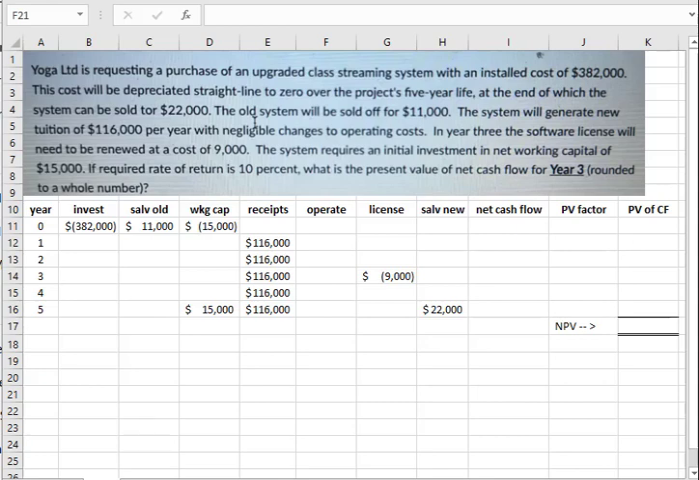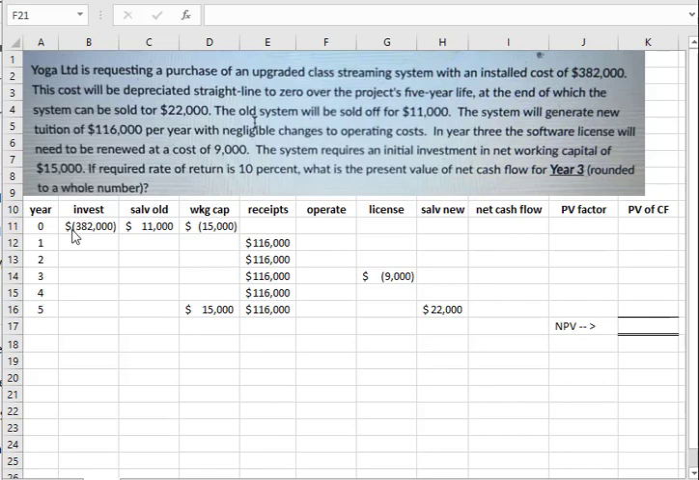Hello everybody. I wanted to go over this Yoga Limited. They only asked for year 3, but let's just review, because the key to all of these net present value problems, and also IRR and payback, is being able to map out the cash flows by year.